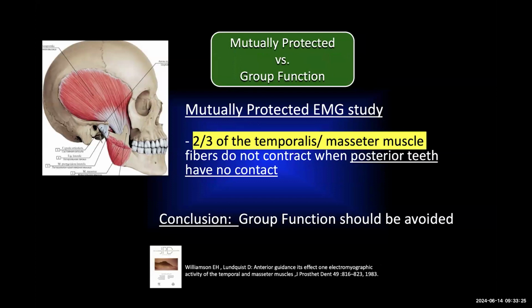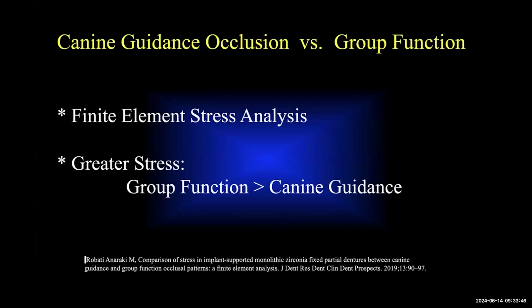So let me put that in English. When a patient goes into an excursion, the muscle fibers of the temporalis and masseter, which can be very damaging to our implants and or our implant prosthesis, do not contract. So they basically don't have any force on those areas. Some finite element stress analysis tests.